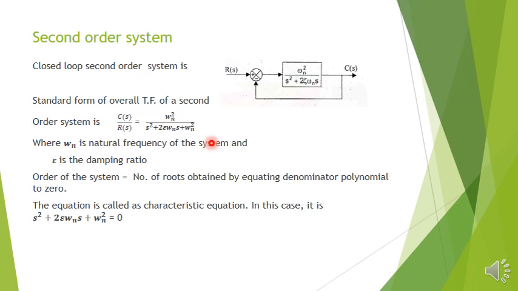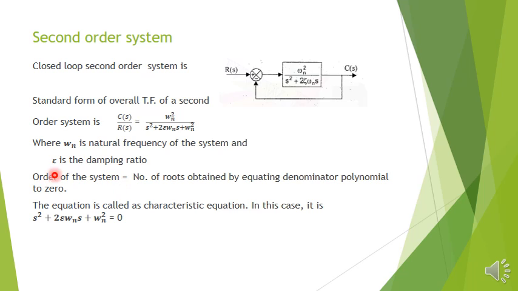And zeta is called the damping ratio. It is the factor by which this sinusoidal oscillation vanishes. It is a factor by which this sinusoidal natural frequency vanishes. This factor is called the damping ratio.